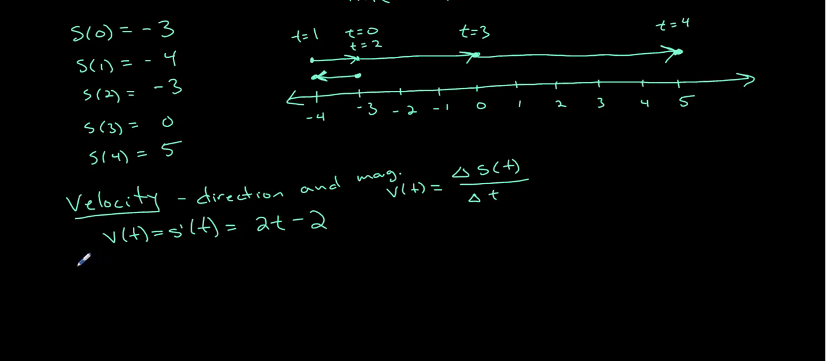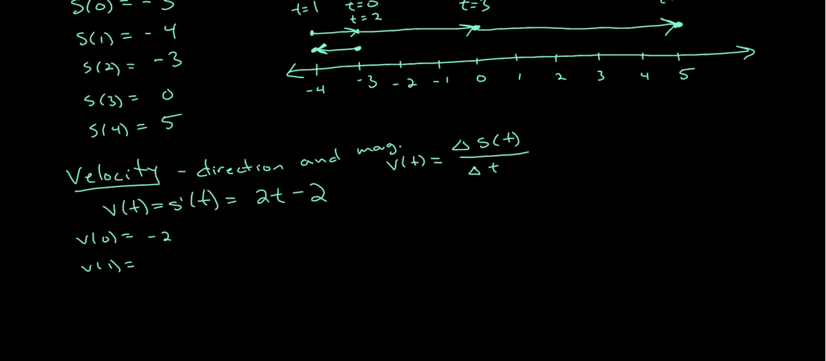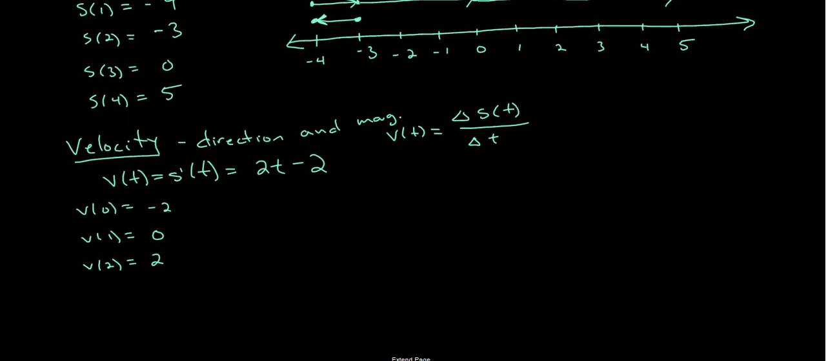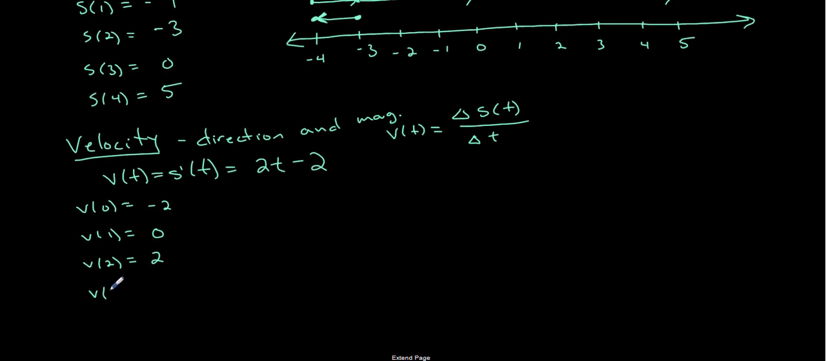Let's find v of 0 for fun. V of 1. Oh, v of 0, I got that one. That's -2. I'm sorry, v of 0 is -2. V of 1, v of 2. What's v of 1? 0. Okay, v of 2. V of 3. 4. V of 4.